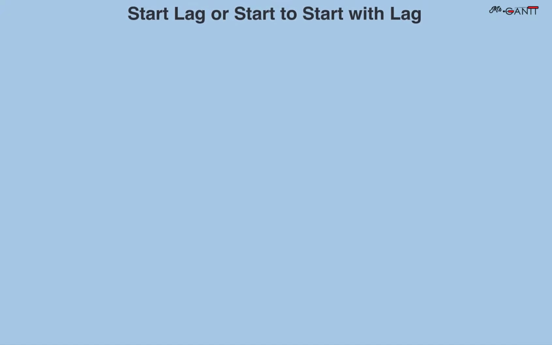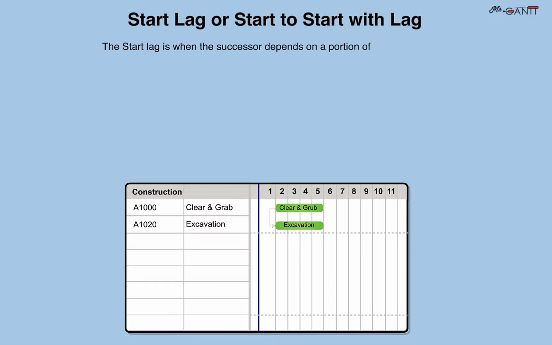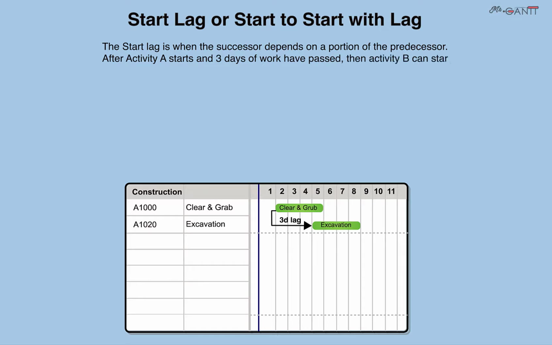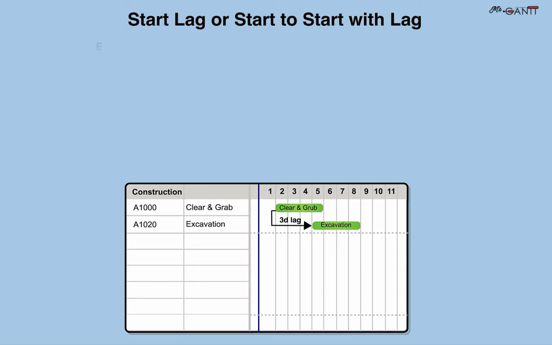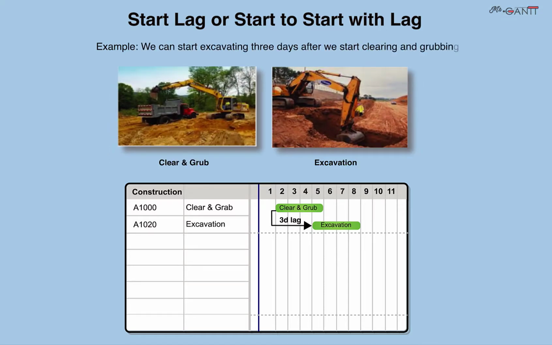Start lag, or start to start with lag. The start lag is when the successor depends on a portion of the predecessor. After activity A starts and 3 days of work have passed, then activity B can start. Example: we can start excavating 3 days after we start the clearing and grubbing works.